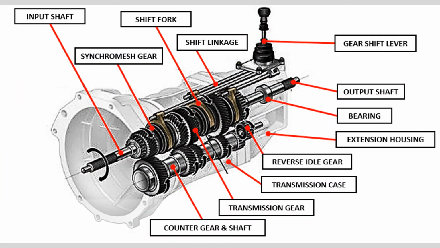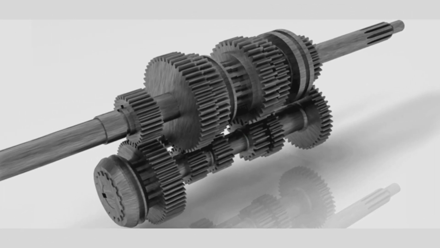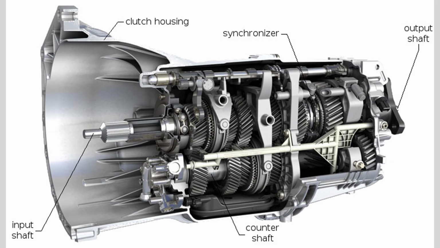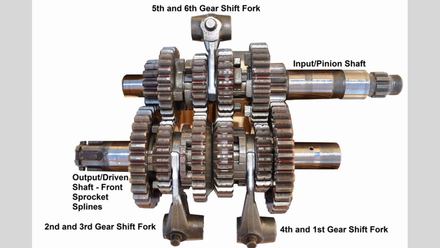When starting a manual transmission car on an incline, the clutch plays a crucial role. To prevent the car from rolling backward, the driver must engage the clutch gradually while simultaneously releasing the brake pedal. This technique requires coordination and practice to master.